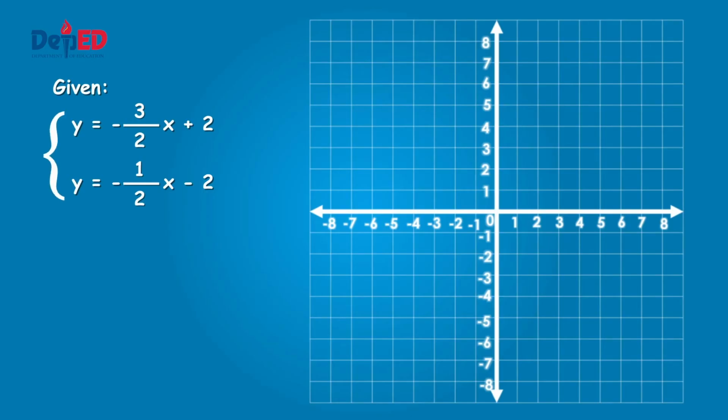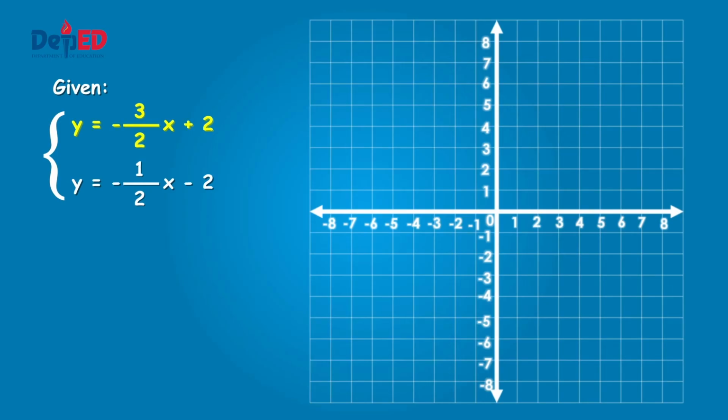Now let's have one last example. Consider the system of linear equations y equals negative 3 halves x plus 2 and y equals negative 1 half x minus 2. Observe that we have here equations in the slope-intercept form. So we can plot the y-intercept first, then find another point using the given slope.